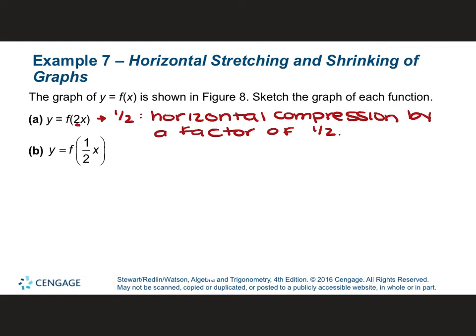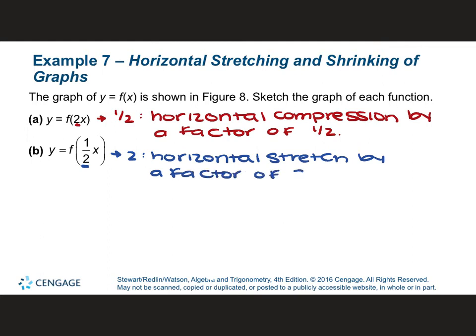For B, we have y is equal to f of 1/2 x. So take the reciprocal of that 1/2, that's 2. That gives us a horizontal stretch by a factor of 2. So these factors that we're getting are the reciprocal of the number that's the coefficient of x inside those parentheses for these horizontal stretches or compressions.